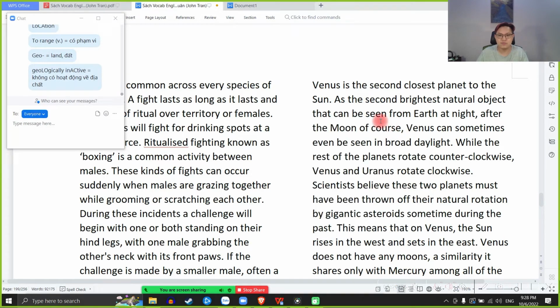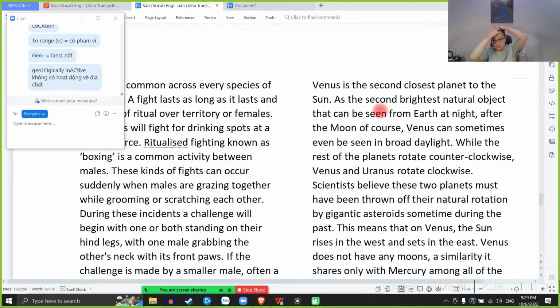Okay, so just continue. Venus is the second closest planet to the Sun. It's the closest planet to the Sun, as the second brightest natural object.